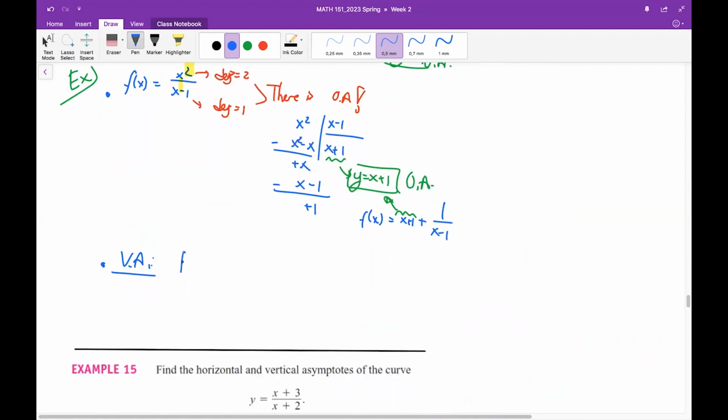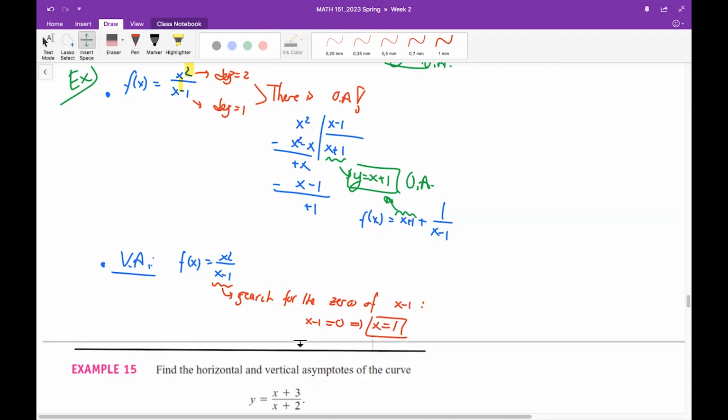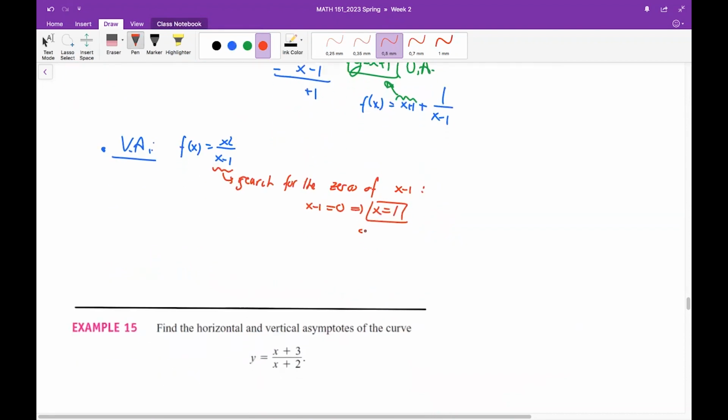For the vertical asymptote part, you will look at the denominator of your function, okay? Here is the denominator. You will search for the zeros of it to detect vertical asymptotes. Search for the zeros of x minus 1. What do I mean here? The denominator is 0 for x equals 1. This is the candidate for the vertical asymptote.